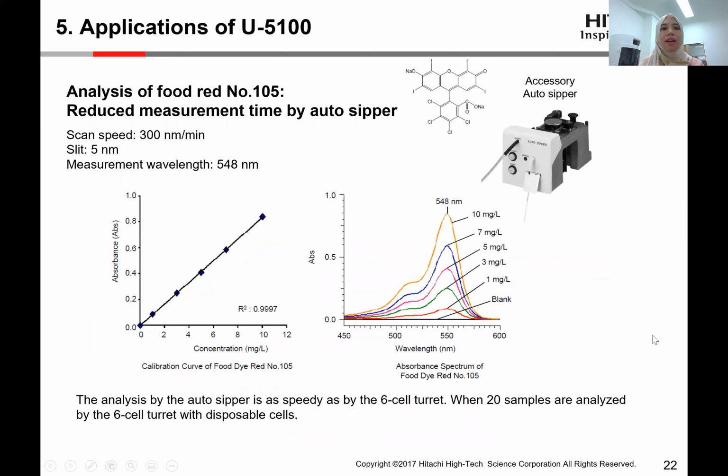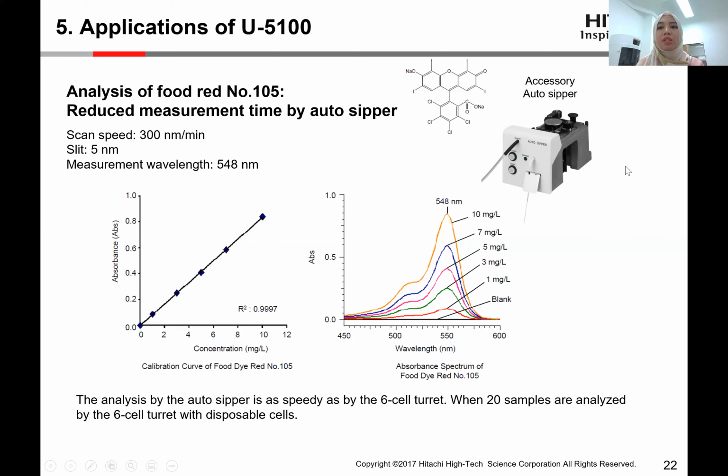Okay, and then moving on to the auto zipper function. In case you really want to reduce the measurement time, you can use our auto zipper. Over here, this is the analysis of food dye red number 105. You use the scan speed and slit, measure wavelength, and key everything into the system. Then you have a calibration curve of food dye red number 105. You have all the concentrations to form this calibration curve: 1, 3, 5, 7, and 10. You put them in here. You have an R squared really near 1, which is really good already.